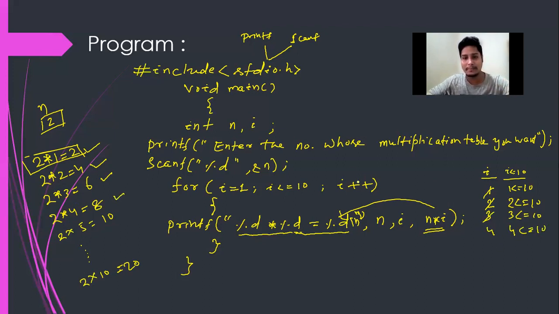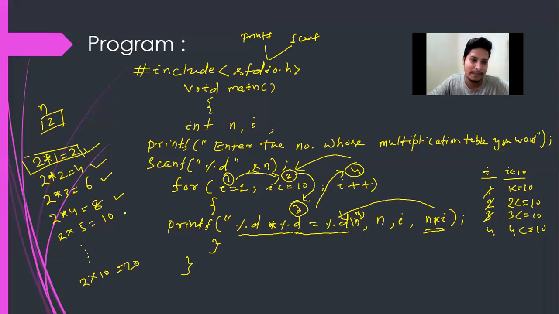So what is the sequence of this execution? This is first, initialization. This is first, 1. This is second, 2. And this expression is third. And finally, this expression is fourth. So you can say the control moves from 1 to 2. First, the control moves from 1 to 2, then 2 to 3, then 3 to 4, and finally 4 to 2. In this way, the control will move. Okay, so the output will be like this.